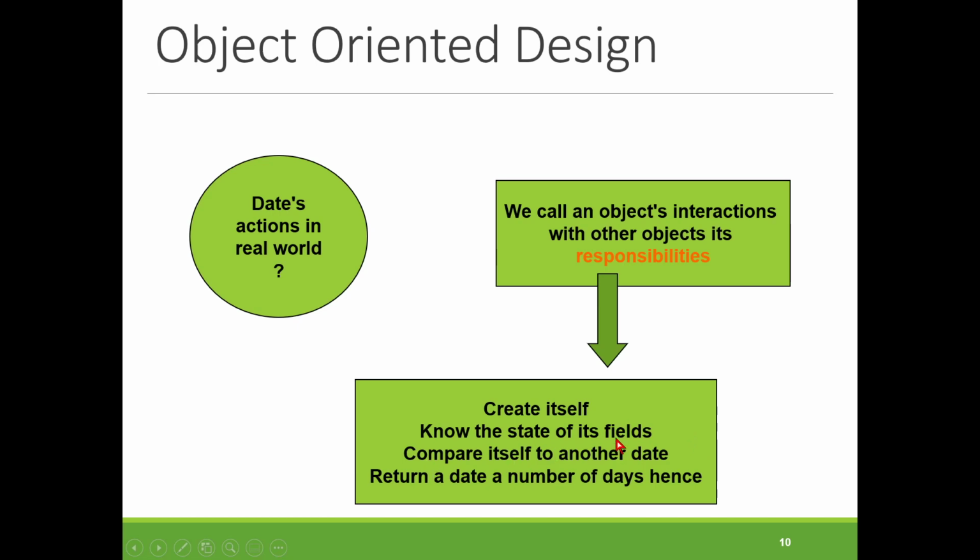Compare itself to another date. Is this one before or after or equal to? Return a date a number of days before or after. These are things that a date class might do. If you have two date objects, you might want to know how far apart they are. You might want to know which one comes first, things like that.